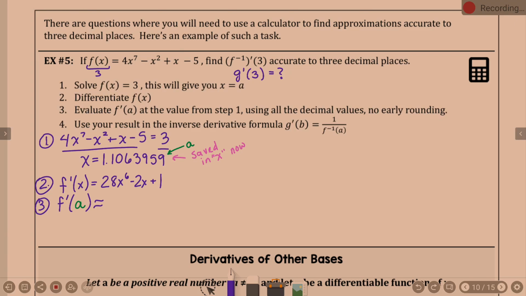What gave you the answer? Did it give you this answer of 50 point whatever? 146, yeah. Okay, and it should. And that's based on it plugging in that 1.106 value.